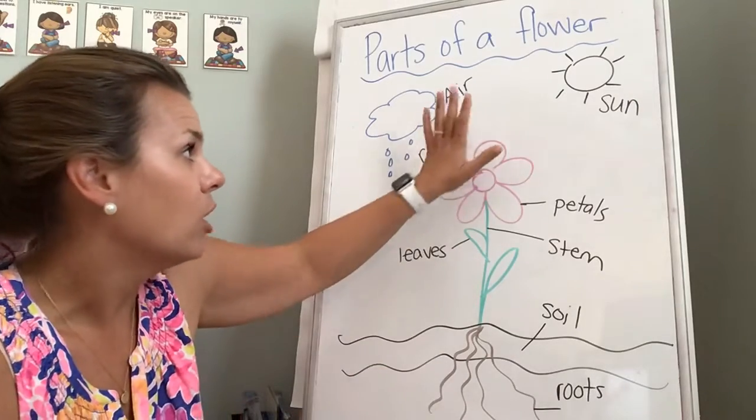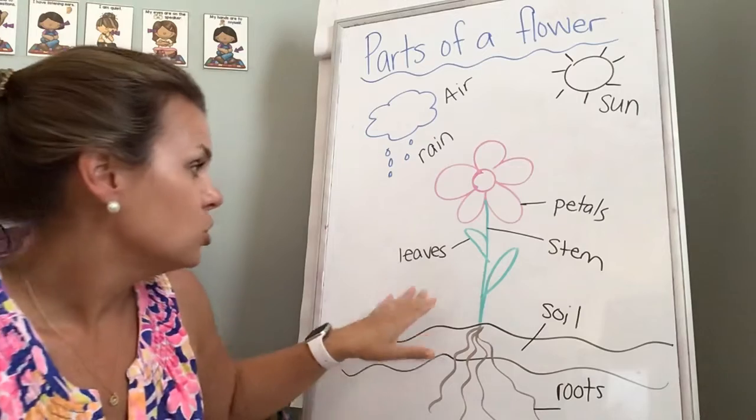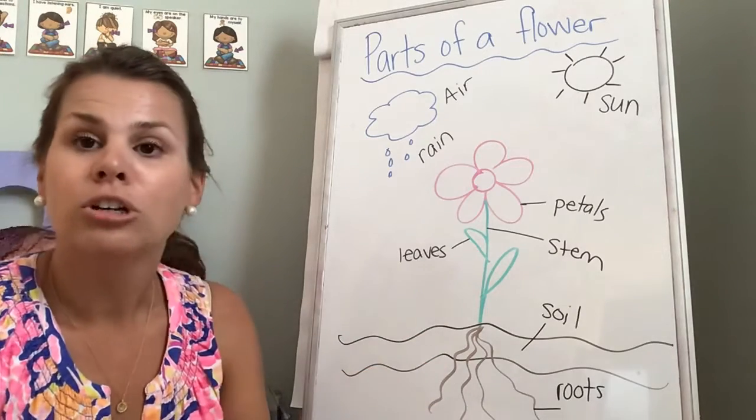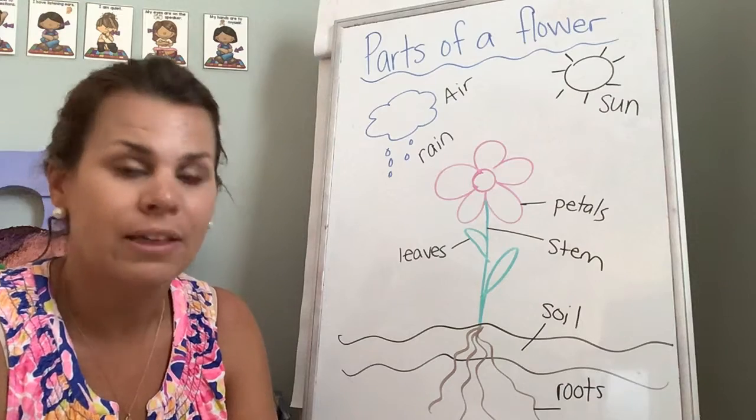Now, plants and flowers need lots of things in order to grow. They need air, and they need rain, and they need sun, and they need the soil. Okay, so we're going to learn all about what they need to grow and the different parts.